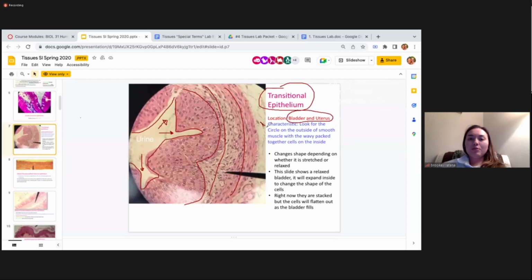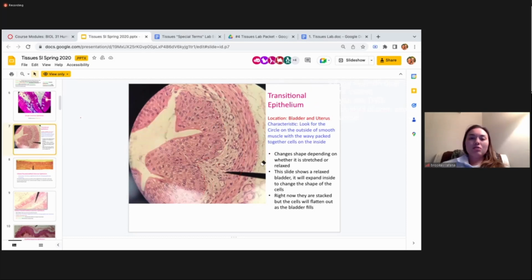So our characteristic here, how we tell that this is transitional, we're gonna look for that circle on the outside of smooth muscle, and then we see these wavy packed together cells on the inside. And this is what I was kind of explaining. It changes shape depending on whether it's stretched or relaxed. And we see a relaxed bladder here, but it will actually expand to change the shape of the cells. So right now they're stacked, but then they flatten out as the bladder fills up.